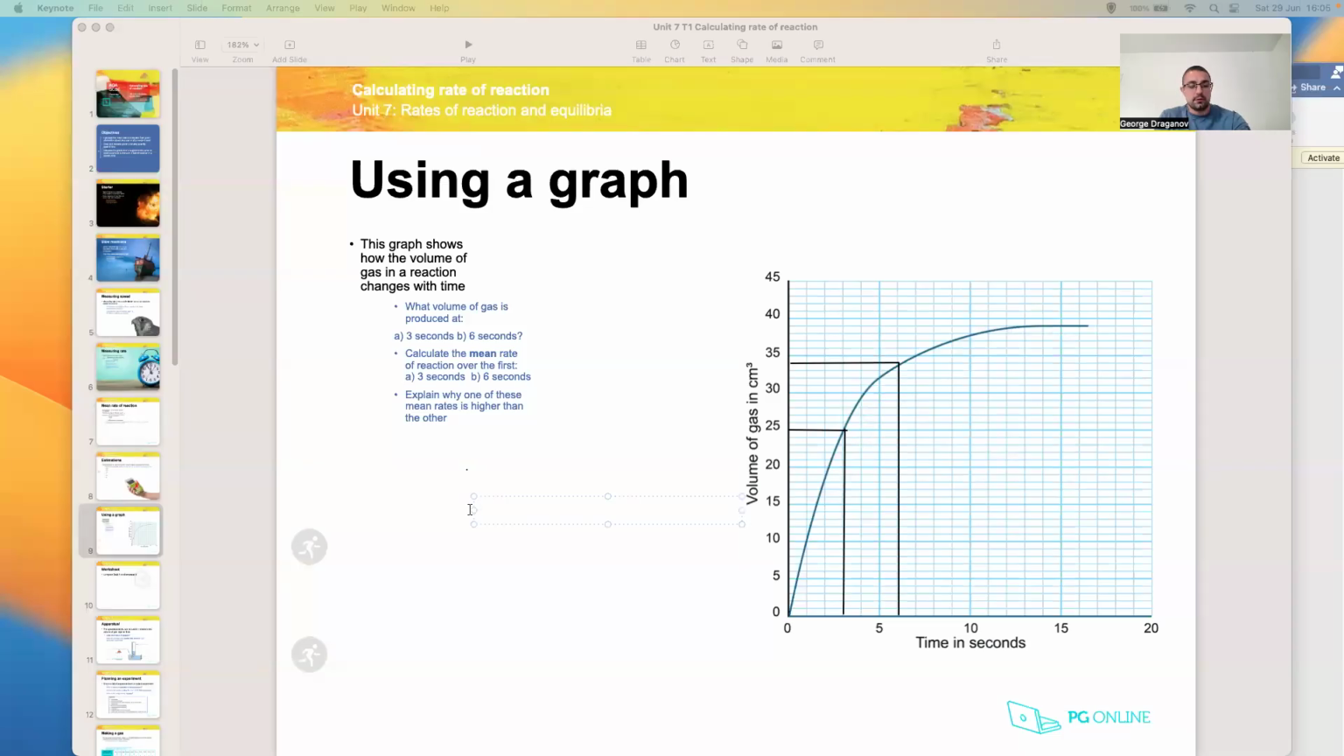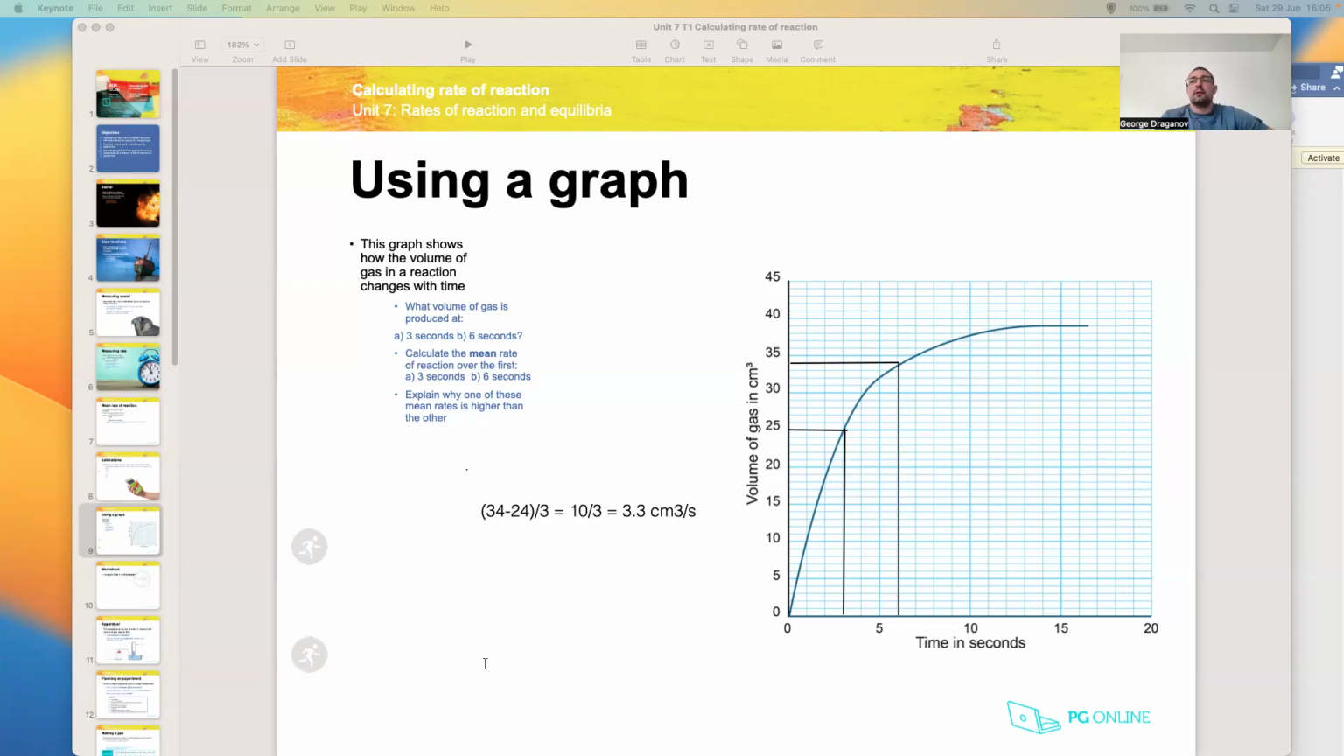Now, what was the mean rate between 3 and 6 seconds? Well, it shall be 34 minus 25, which is 9, divided by the change in time between 3 and 6, which is 3. So that's even a different perspective. So that'll be 9 over 3, which will give you 3 centimeters cubed per second. Okay, so that's how you find the mean rate between 2 points if it doesn't start at 0.